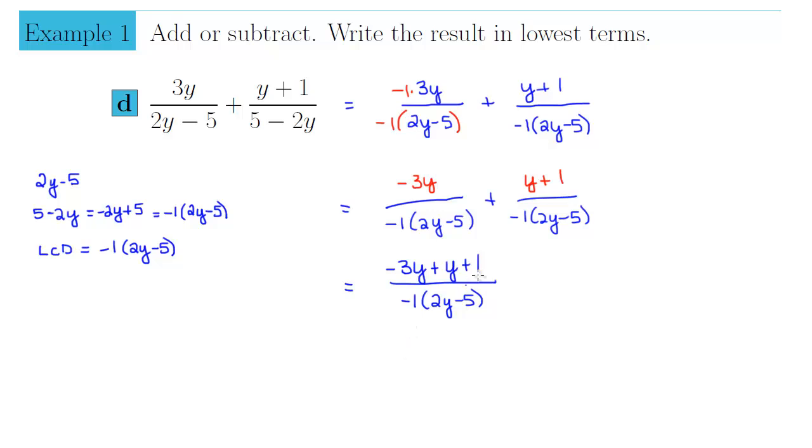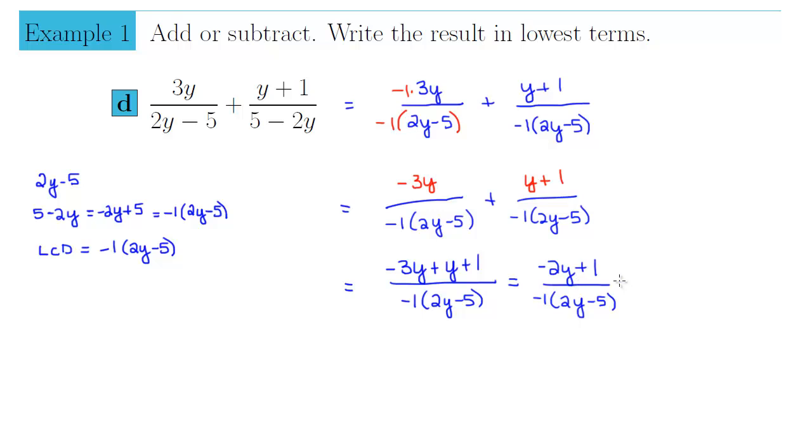Continuing to simplify, what does that give us? That gives us negative 2y plus 1 all over negative 1 times 2y minus 5. Now, if you're doing these problems and you compare your answer to MyMathLab or to the back of a book, you might see something slightly different. A lot of places, they're going to cancel this factor of negative 1 from the bottom and the top. So why don't we go ahead and factor a negative 1 out and then see if we can cancel it and get an equivalent answer.